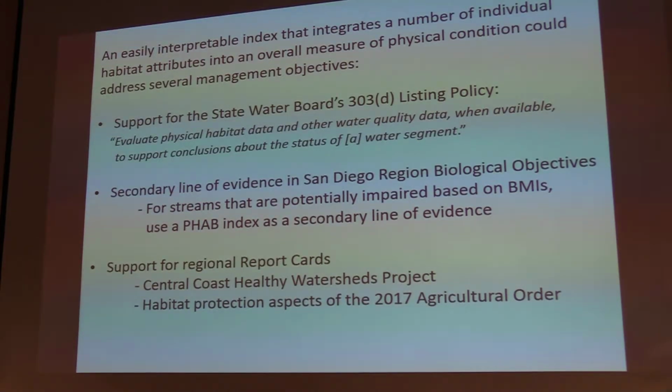And unfortunately, Karen Wooster couldn't make it to this workshop this year, but I know that she's been keen on integrating a PHAB index into their regional report cards because it concisely pulls together a bunch of different PHAB components and displays them as a single, easily interpretable number that you can evaluate side by side with all the other index scores to round out your impression of the condition at a site. And I know she also wants to use the index to support the habitat protection aspects of the Central Coast 2017 agricultural order, which I don't have time to talk about, but you can read all about it on their website.